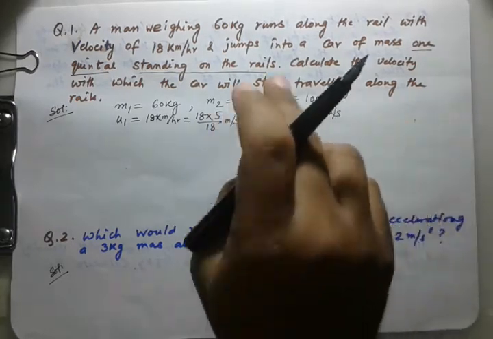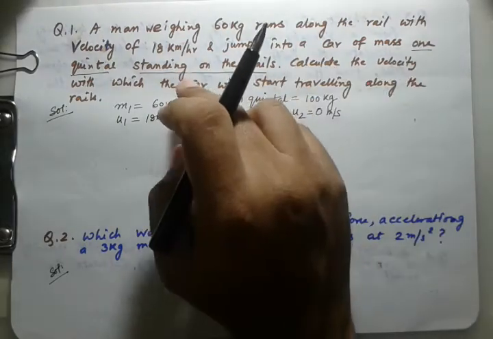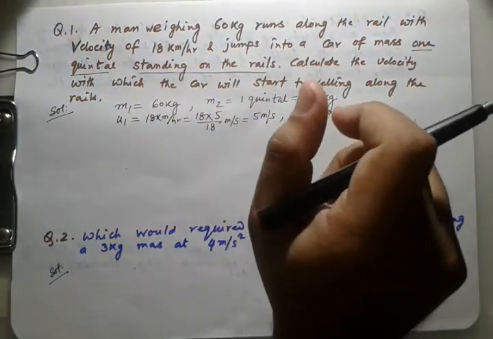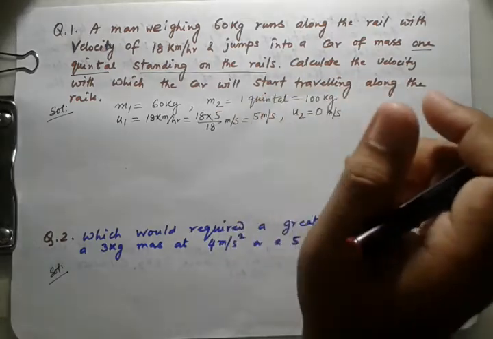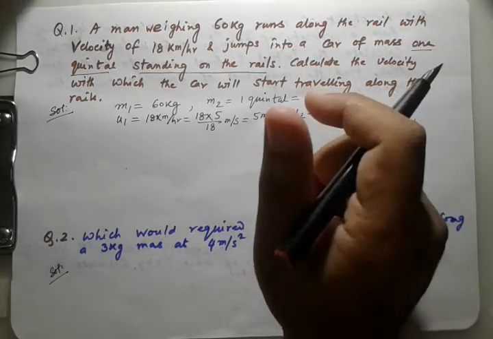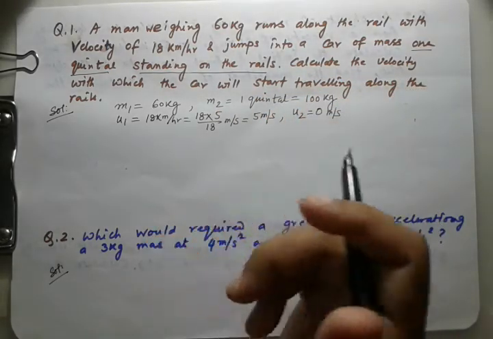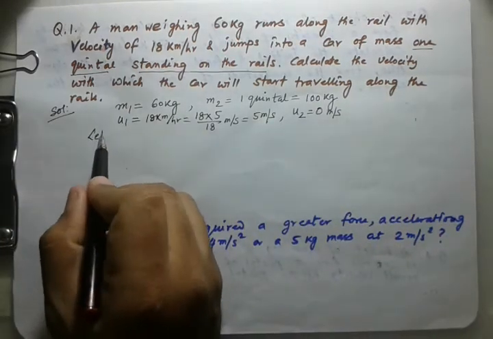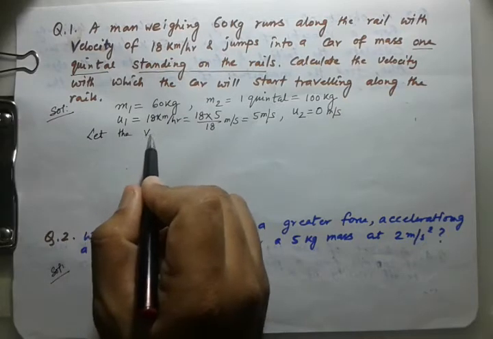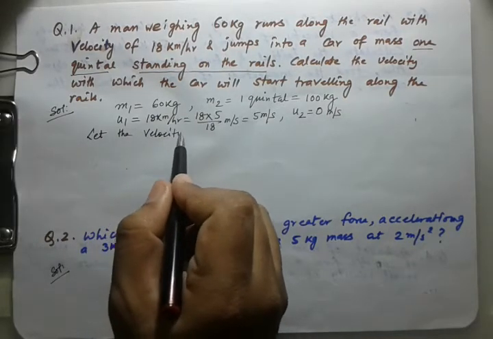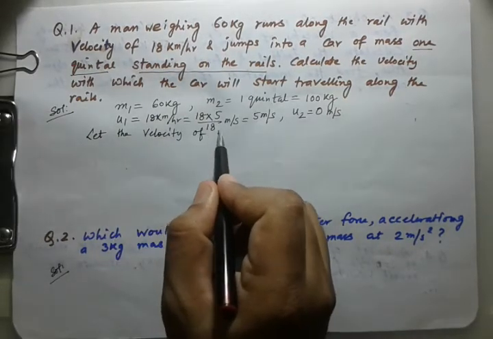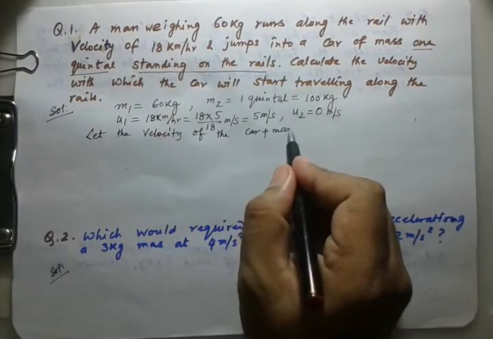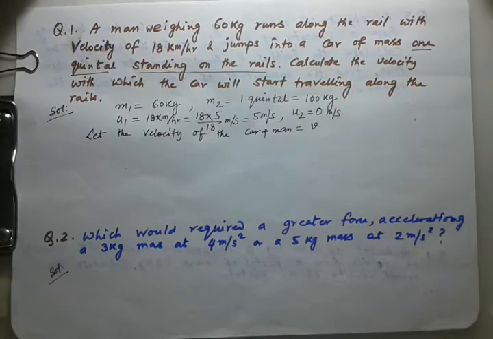So what happens when the person jumps on the car? The person and car will move together. So you have to find out the velocity of that combination. So let the velocity of the car and the man be v. Right? Let the velocity of the car plus man be equal to v.